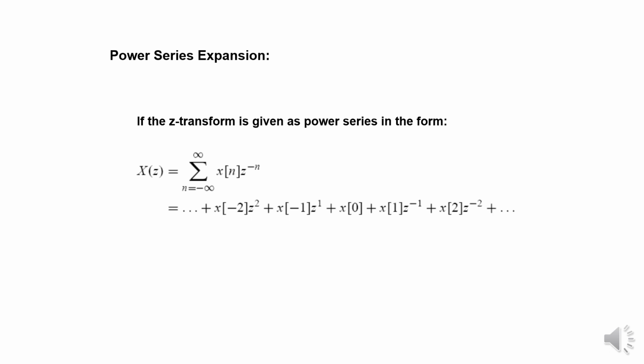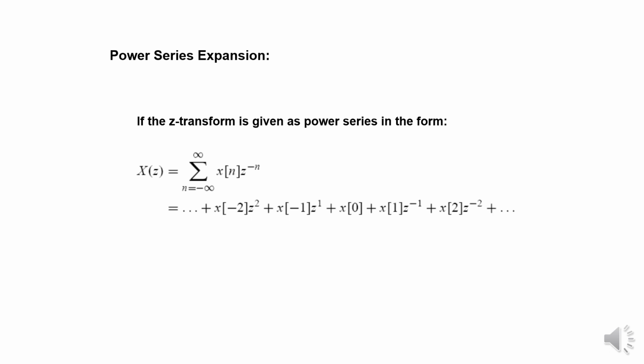What you will see is x[-2] z squared, that is when n is equal to minus 2, plus x[-1] z to the power 1, that is when n is equal to minus 1. x[0] z to the power 0, that is when n is equal to 0. Then x[1] z to the power minus 1, that is when n is equal to 1, plus x[2] z to the power minus 2, that is when n is equal to 2, right? So can you see this pattern?